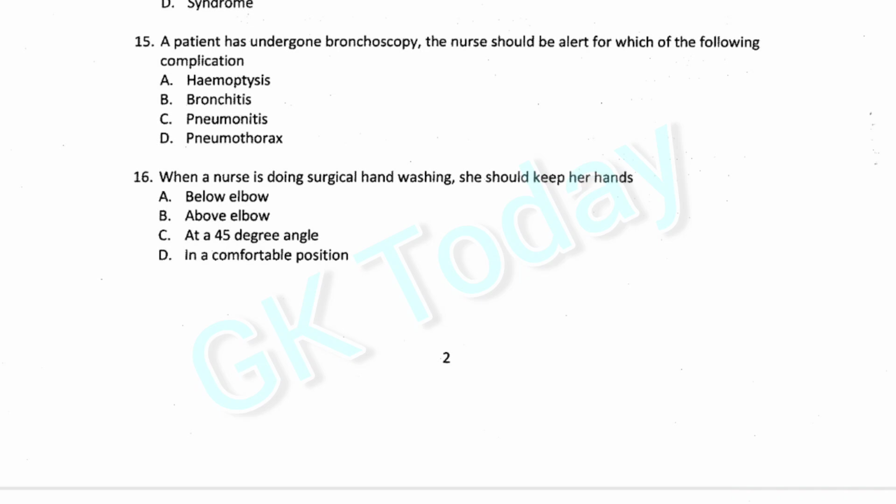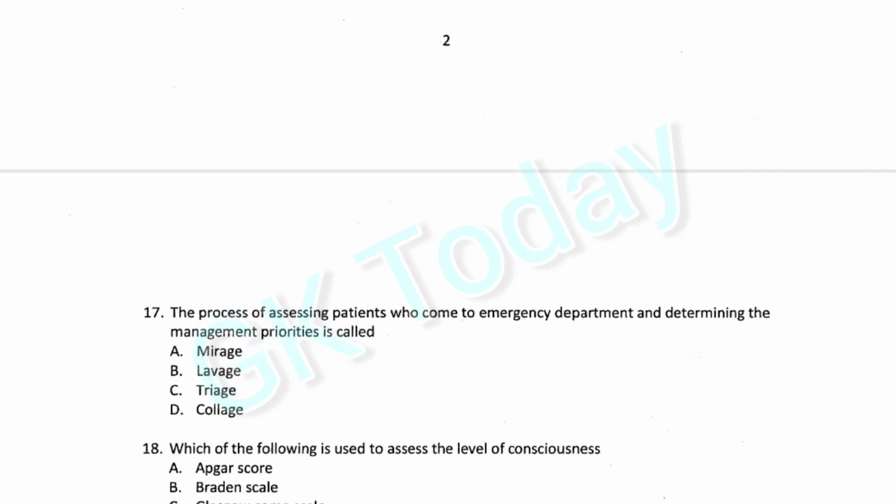Question number 16, when a nurse is doing surgical hand washing, she should keep her hands above elbow. Above elbow.